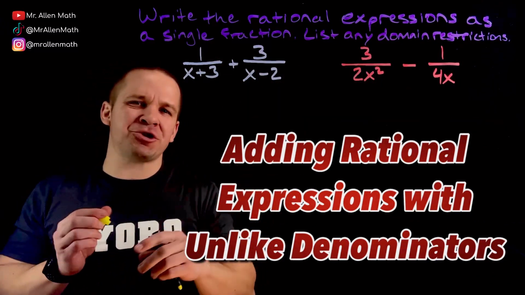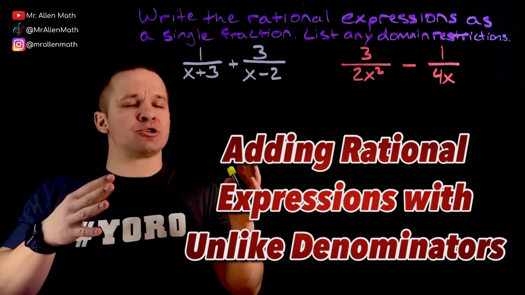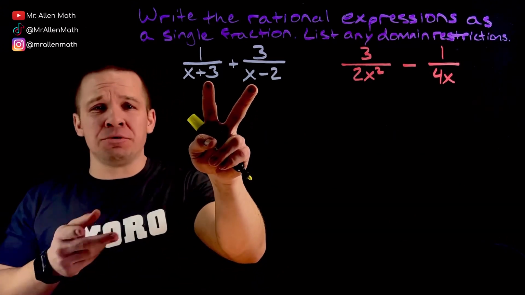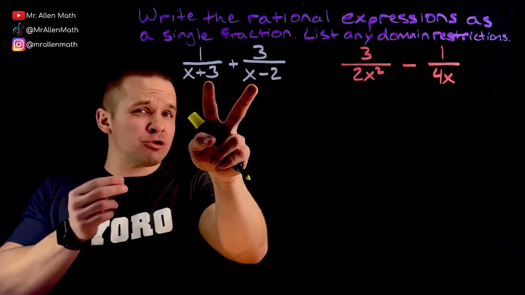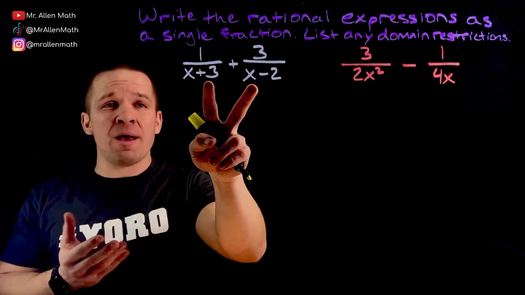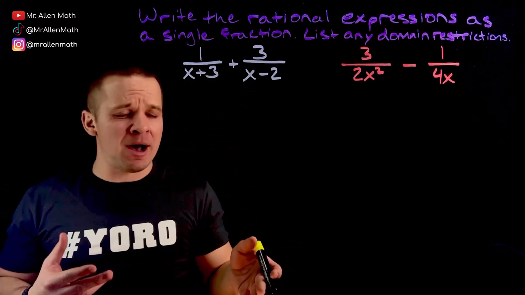We're about to write these rational expressions as a single fraction, and we're going to list out any domain restrictions. Now, for this first one here, I got two different denominators. I got to get like denominators. Now, I can either do my domain restrictions at the very end or right away because I can already tell what's going to cause these denominators to equal 0. So I don't forget about it, I'm going to do it right now.